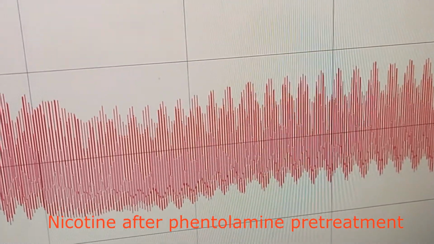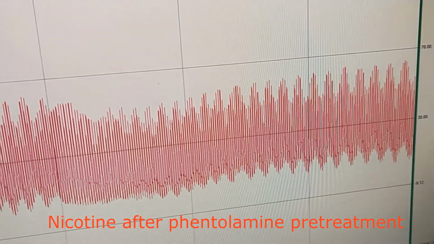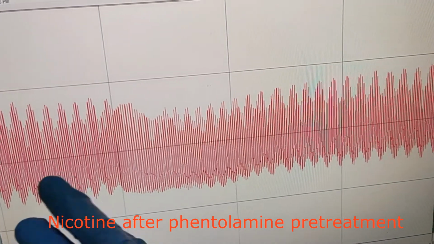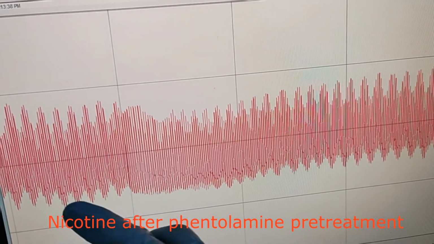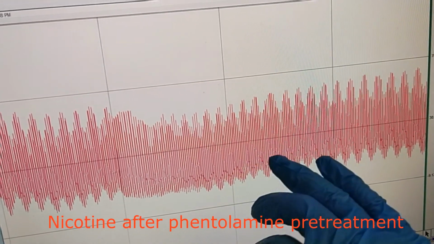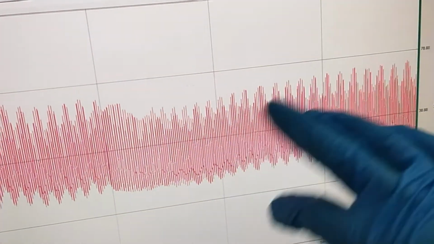So this is the result after the administration of nicotine. So you can see that there are two different changes. We have this one is a normal blood pressure, and then this one is after the injection of nicotine. So you can see that after the injection of nicotine, the blood pressure is slightly increased compared to the normal.